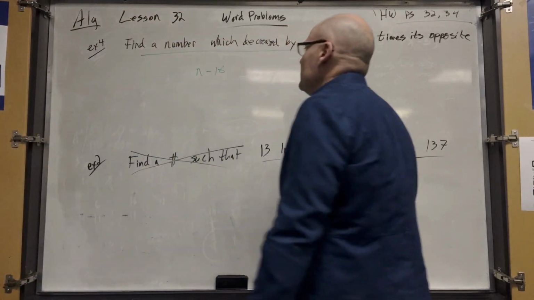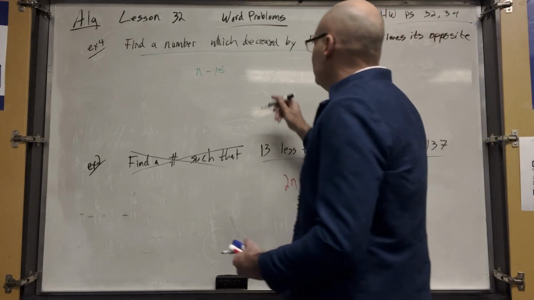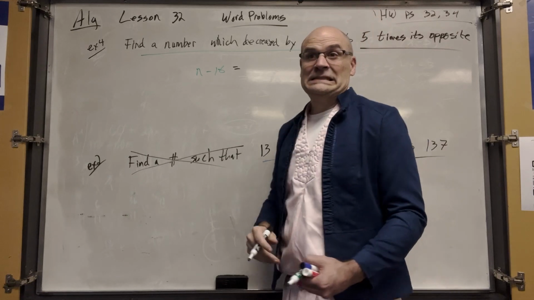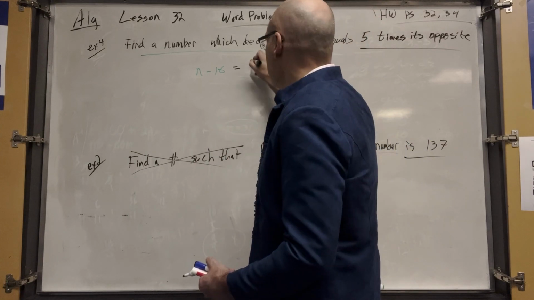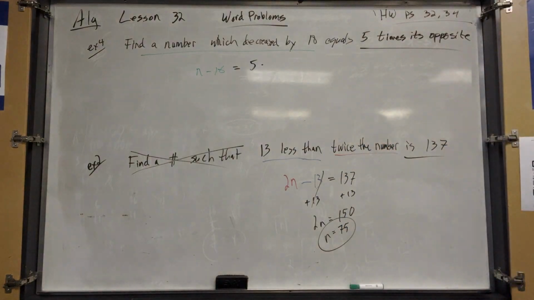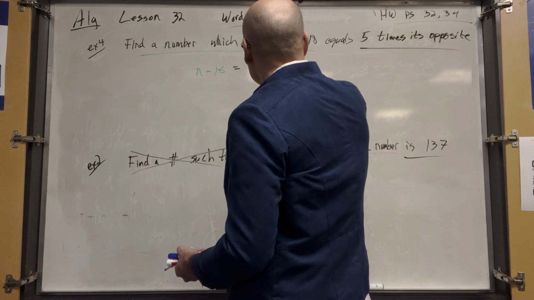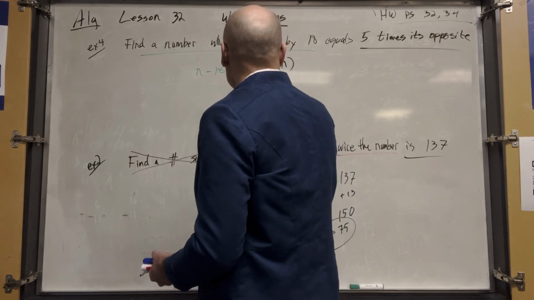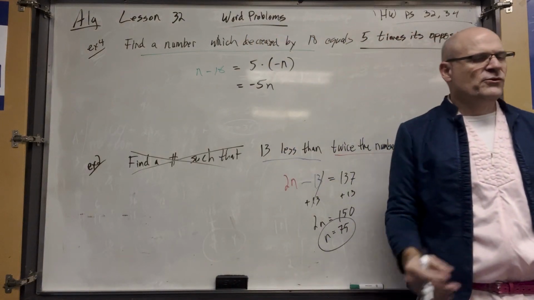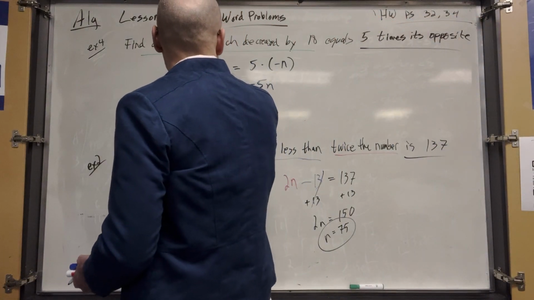Okay, so n minus 18. All right, how do you say equals? Equals, how do you say 5 times its opposite? 5 times, that's easy. What are we talking about? n is the number, right? So how do you say the opposite of n? Negative n. That's right. And what's 5 times negative n? Negative 5n. You can just write it like that. Throw the negative out in front, right? And then this is n minus 18.